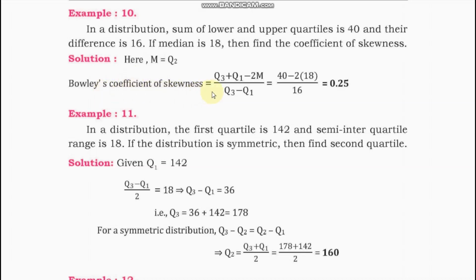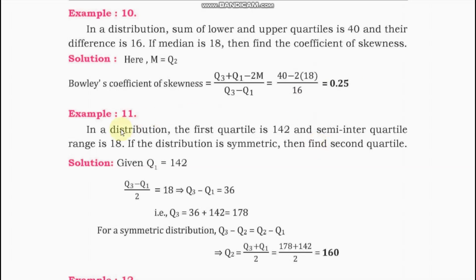So Bowley's coefficient of skewness is given by (Q3 plus Q1 minus 2M) divided by (Q3 minus Q1). So Q3 plus Q1, they have given the sum of lower and upper quartile as 40 here, 40 minus 2 into 18. The Q2 value is 18 here. So 2 into 18, divided by 16. So 40 minus 36 divided by 16, that is 1 by 4, which is 0.25.